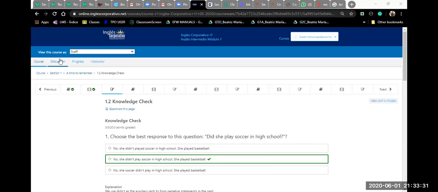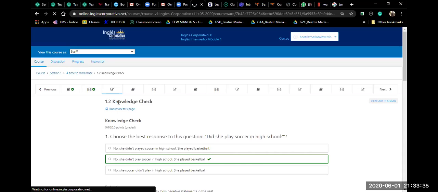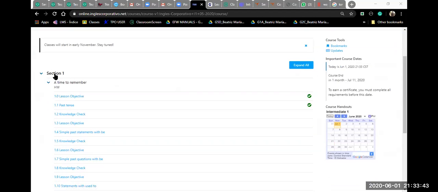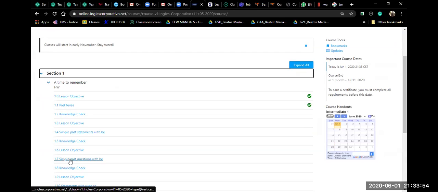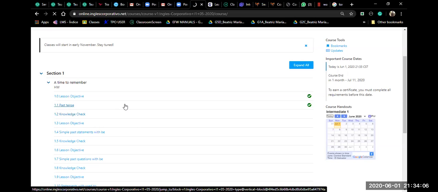No, don't worry. Okay, so I'm going to share with you what you have to do. Hold on, just give me a minute here. You go to the platform and once you access the course, you have different sections. So for example, here you have the course and the different sections, right? Las secciones. So you have to go here to section one. Are you here? Click on section one and it's going to display many options. You're going to click on 1.2, which says knowledge check. And that's the one that you're going to be working with.